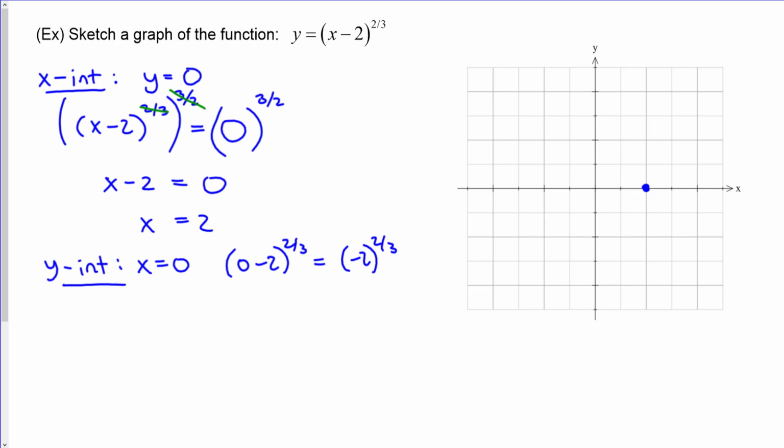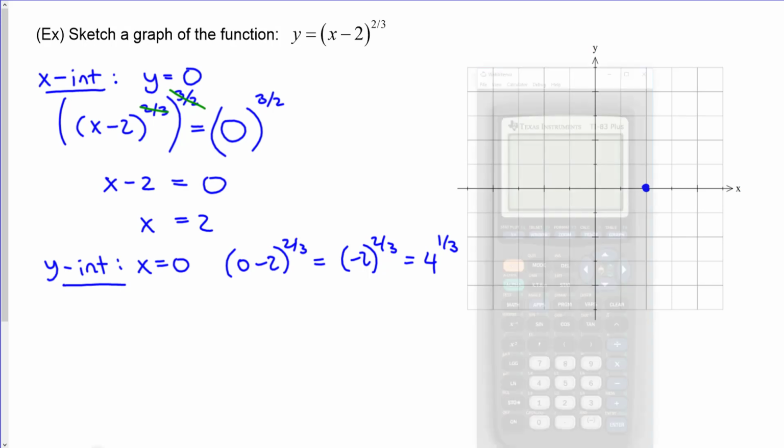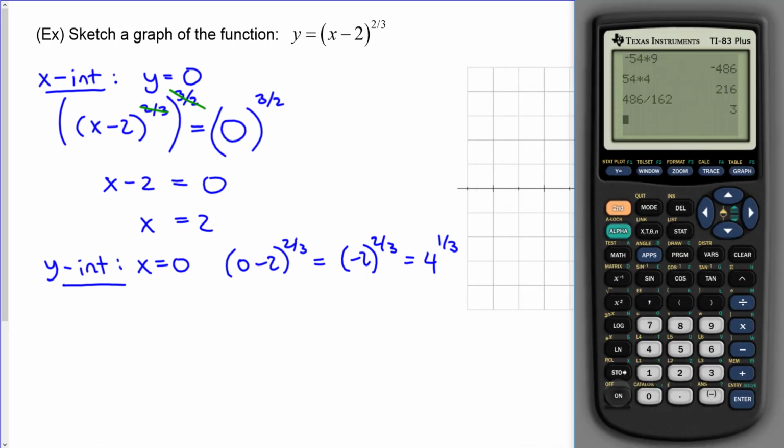When you raise something to the 2/3 power, what you're saying is to use the numerator as an exponent and the denominator as a root. So you would take negative 2 to the 2nd power, which would be 4, and then the root is 3, so you actually want the cube root of 4. You may not know that right offhand, but obviously you can use your calculator for that sort of thing.